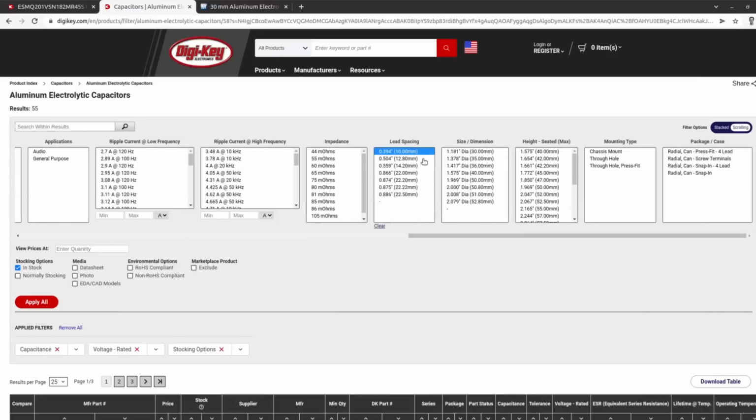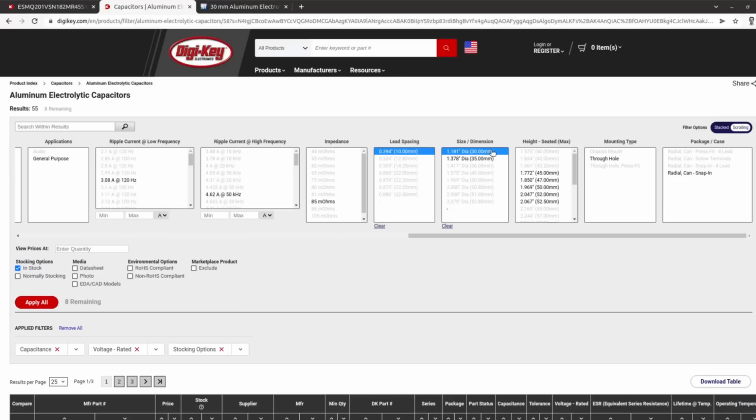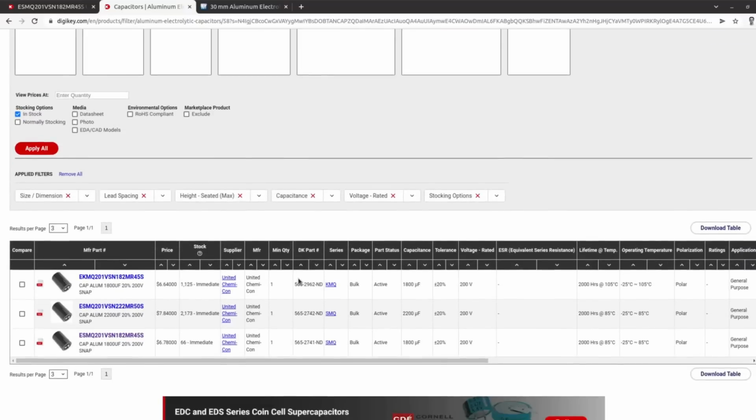10 millimeters lead spacing, 30 millimeters diameter. The capacitors are touching each other already, so we cannot use bigger ones. But height can be, let's say, up to 50 millimeters. Only three results left. We have seen this one already. These two are also United Chemicon. This one is KMQ series. This one is also SMQ series, but 2200 microfarads.